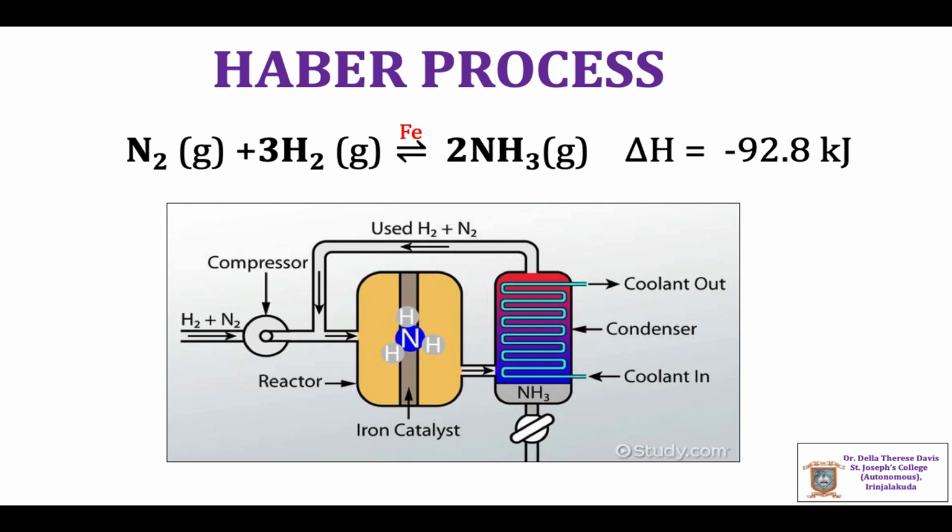In industry, ammonia is prepared by the very famous Haber process, in which 1 volume of nitrogen reacts with 3 volumes of hydrogen to give ammonia. The reaction takes place in the presence of iron catalyst. This reaction is a reversible process.